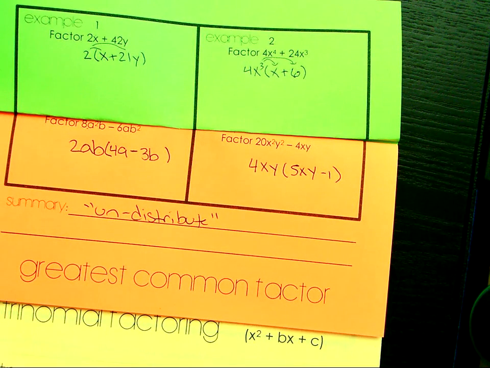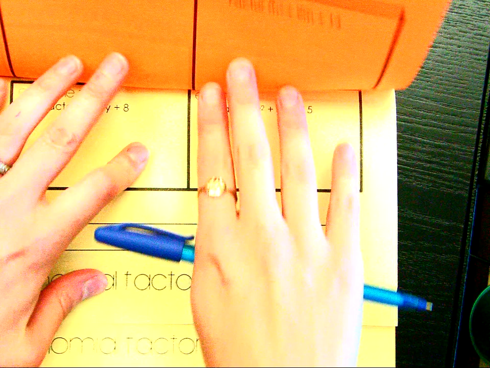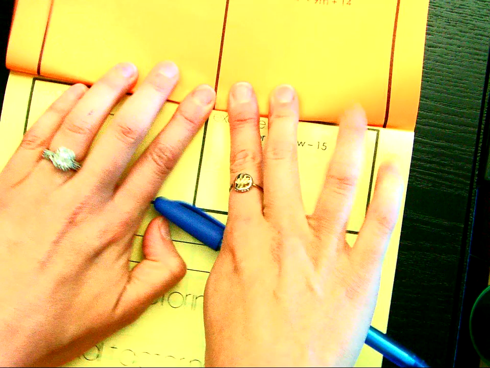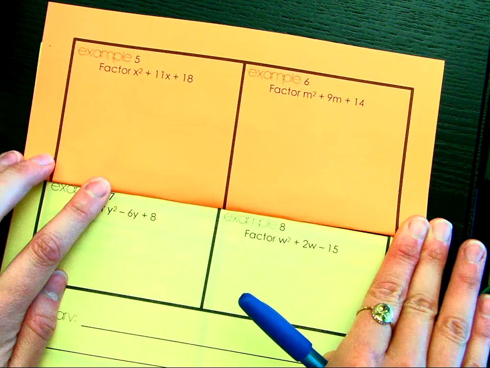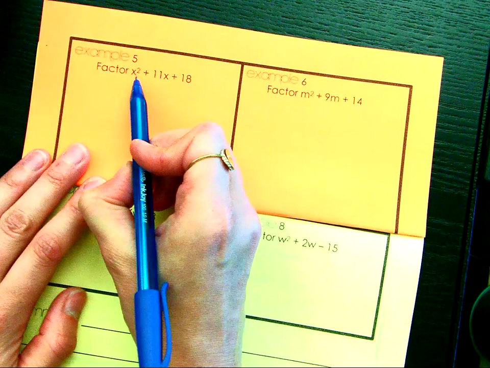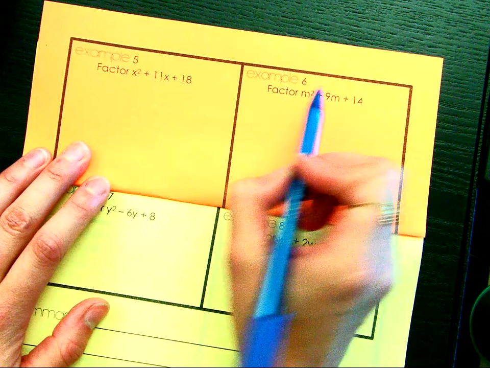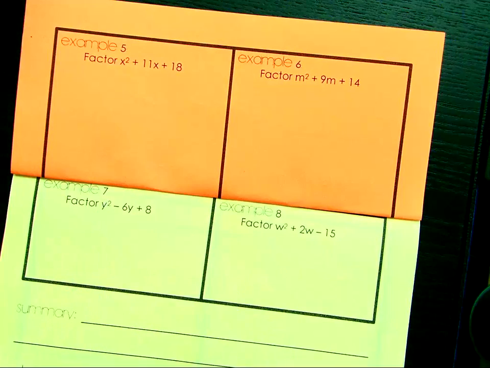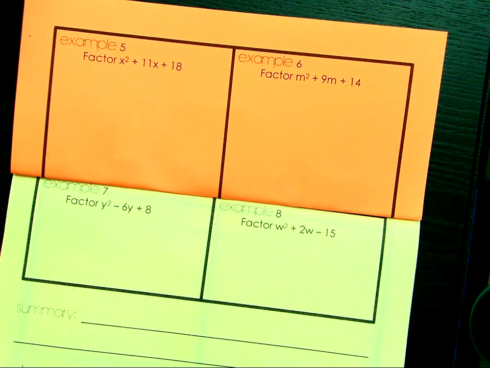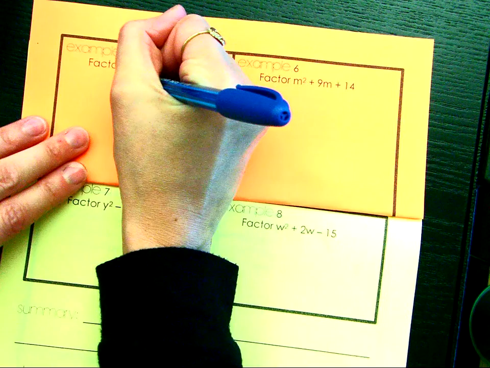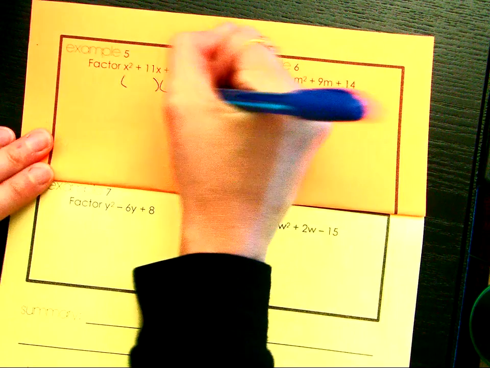So we are going to move on to trinomial factoring. Trinomial, the prefix tri meaning 3. So we have a polynomial with 3 terms. Typically the first term will be squared. So the first example, x squared plus 11x plus 18. Everything is positive. Trinomial factoring is when I try to write it as a product of binomials.